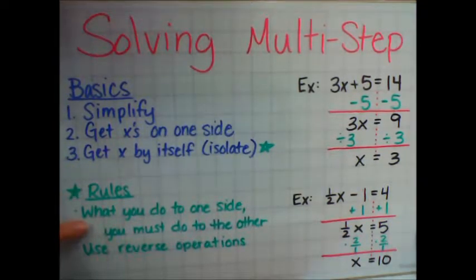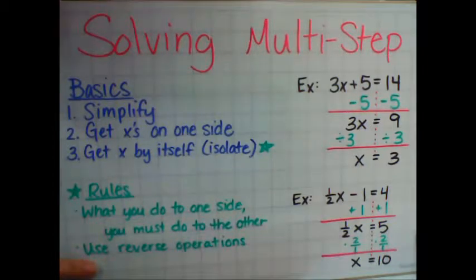Rules. What you do to one side, you must do to the other side. You have to maintain balance. Use reverse operations. We go in opposite order of operations to know what we need to undo. And to undo a number, we use the reverse operation of what's there.